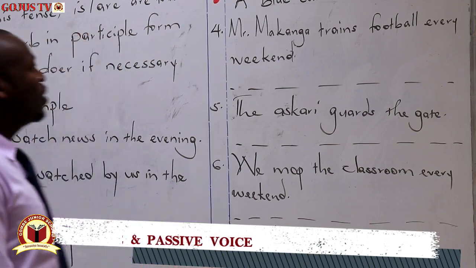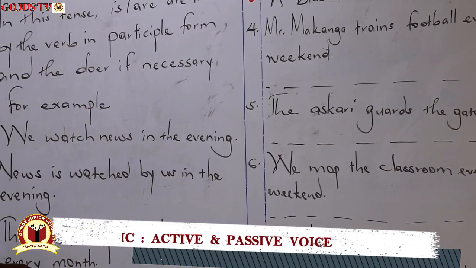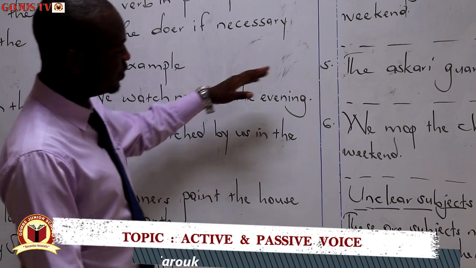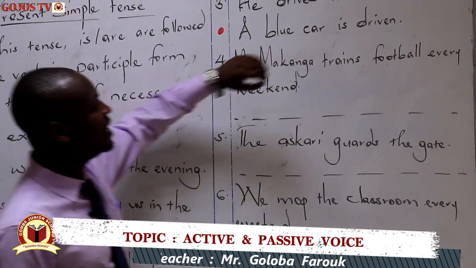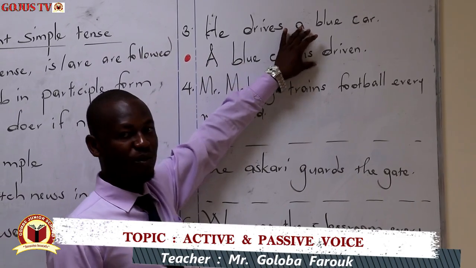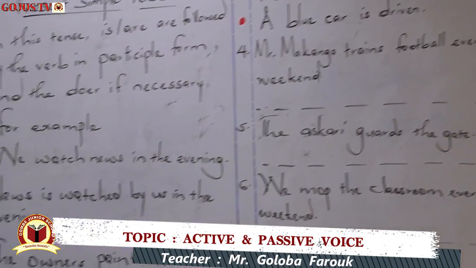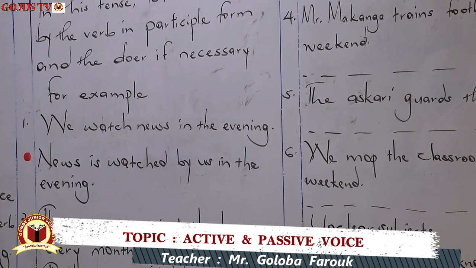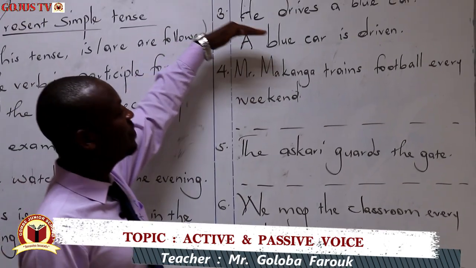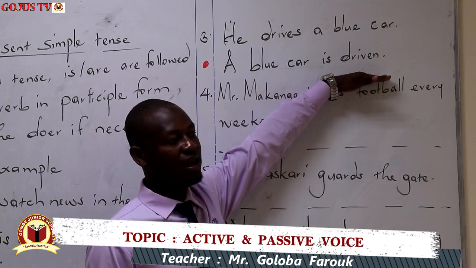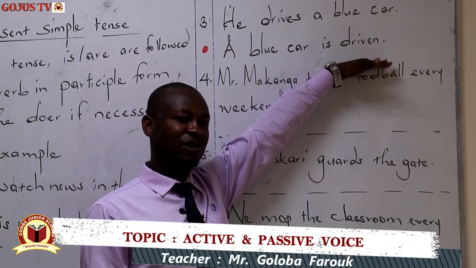Now, when we look at the responses we've given, for examples 1, 2, 3 up to 6, you can realize that the response at 3 does not have a doer. Here we said, news is watched by us. Here we're saying the house is painted by the owners. But for part 3, we're saying a blue car is driven. Who does the driving? Not mentioned.